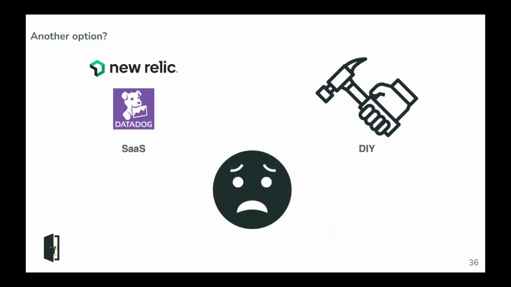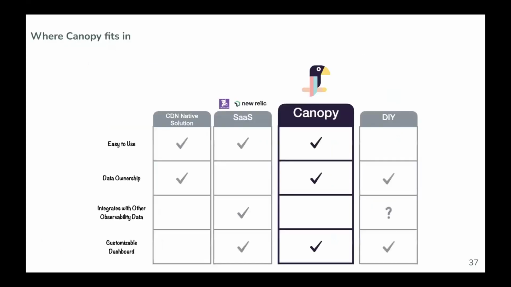For some teams, both SaaS solutions and the AWS native solution may not work for their specific use case. However, they may also not want to devote substantial developer time to building a DIY solution. This is where Canopy fits in.